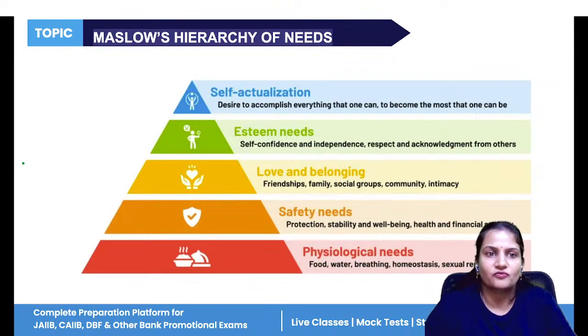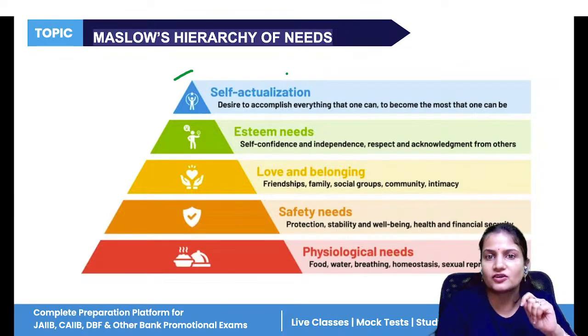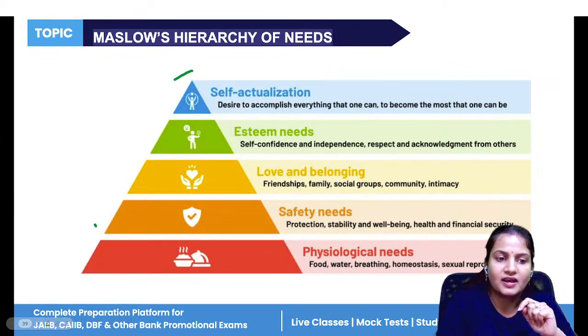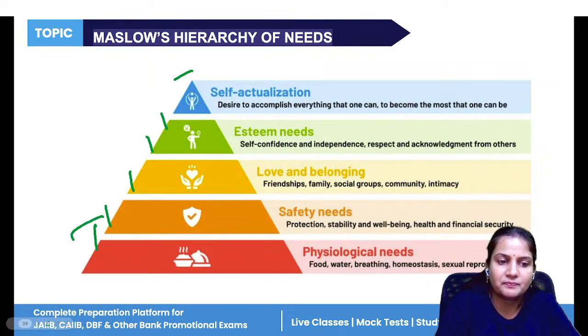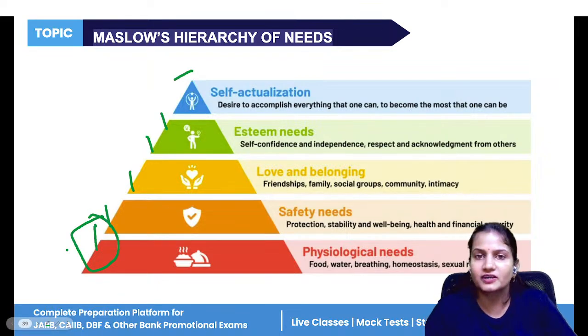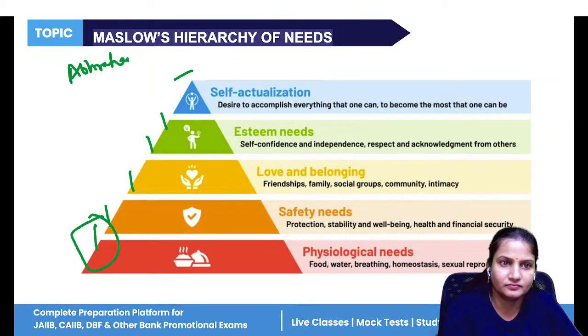Now, what is Maslow's hierarchy of needs theory? Maslow's theory says that a person has five levels of need. If the person fulfills the first level of need, only then can the person move towards the second level of need. Maslow's hierarchy of needs theory was given by Abraham Maslow in five stages.